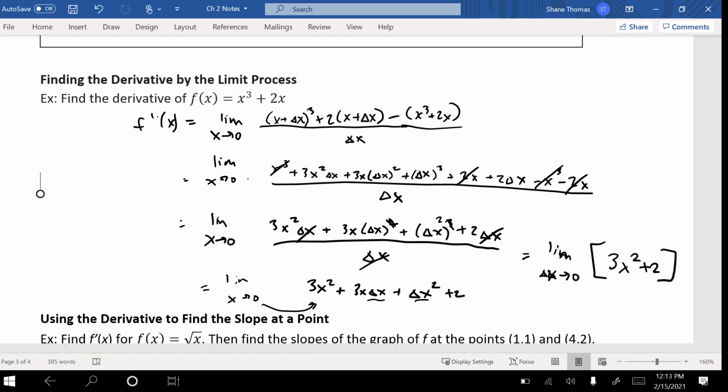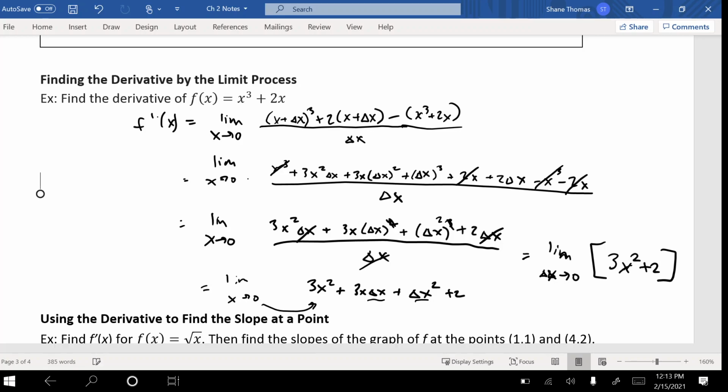All right. So you want to stop whenever you can't combine any more? I stopped when I combined everything I could. The big concept is I want to get to a point where I can factor out a delta x and then cancel in every one of them. I want to try to factor out a delta x, cancel, because as soon as that delta x is out of the bottom, now I can plug my 0 in. All right? And then that leaves me with this 3x squared plus 2.